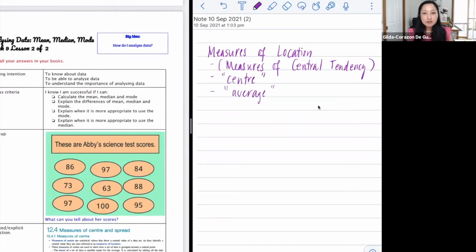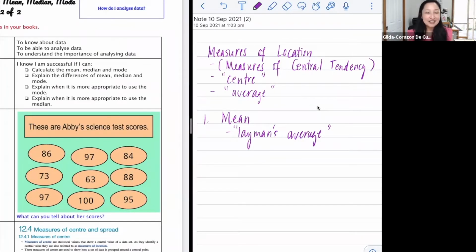And most of the time when they ask the average, there's what you call your layman's average, which is what we call the mean. So this is the layman's average, because most of the time when people are asked what's the average, what they do is they add all the scores and then divide by the number of scores.